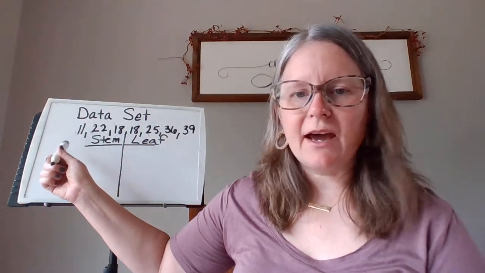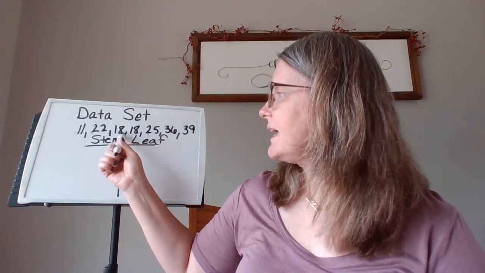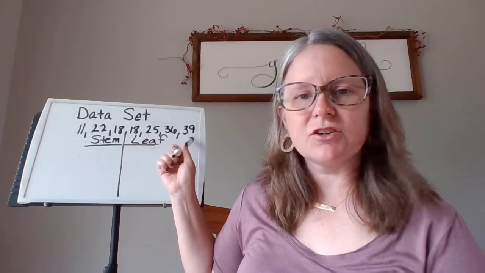All right, so when we did this before, we were looking specifically at numbers that were only in the teens, and realistically, that's not very realistic for a data set. It might be for some, but mainly in data sets, we're going to have a bunch of different numbers. And so I want to demonstrate that as well so that we can have a good picture of what that would look like. So our data set now is a little bit different. We have 11, 22, 18, 18, 25, 36, and 39. So this time we have some different numbers in our tens as well as in our ones.